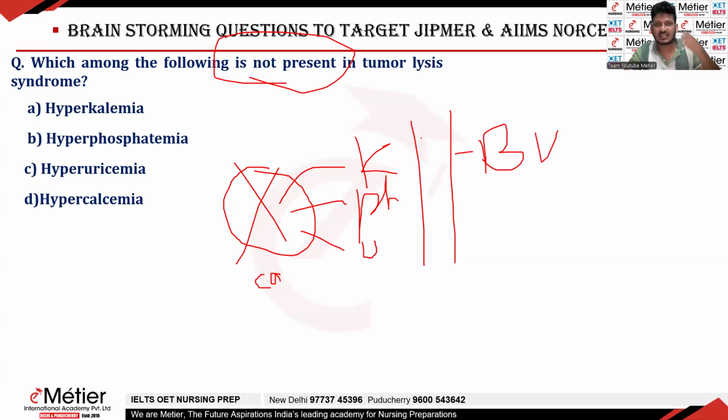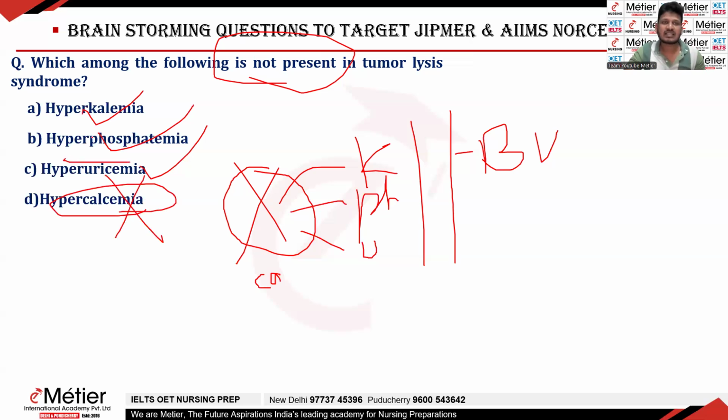If potassium is excessively released into the blood vessel, hyperkalemia will be there. If phosphate is excessively released, hyperphosphatemia will be there. If uric acid is excessively released, hyperuricemia will be there. So what is left? Hypercalcemia will not be there. Why? Whenever there is hyperphosphatemia, phosphate is opposite to calcium. So when the phosphate level increases, the calcium level automatically goes down. So hypocalcemia should be there. That is the right one.